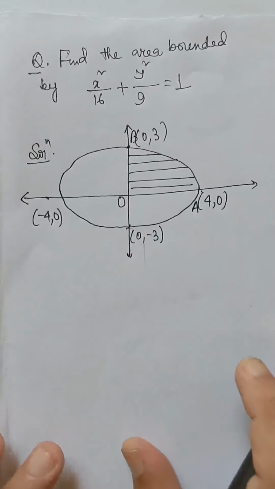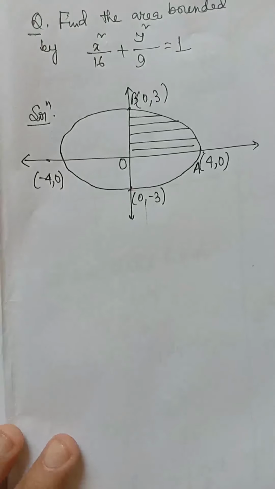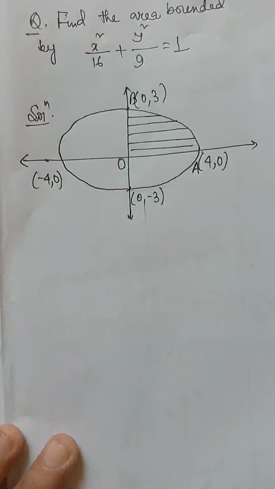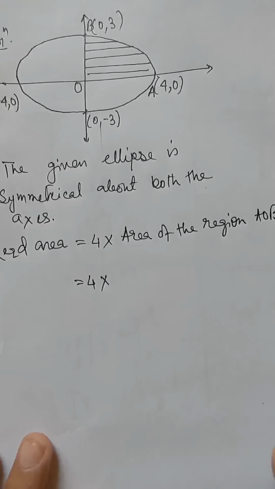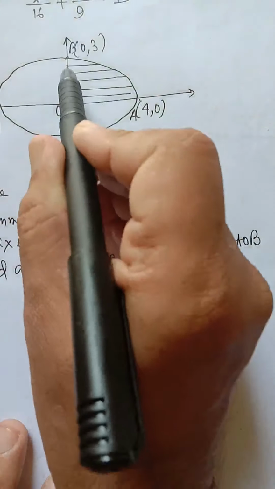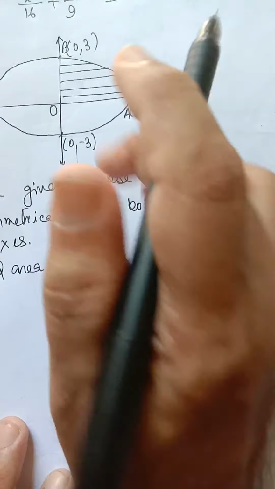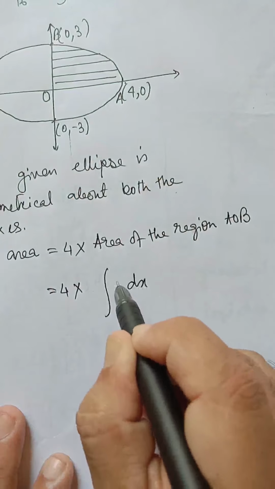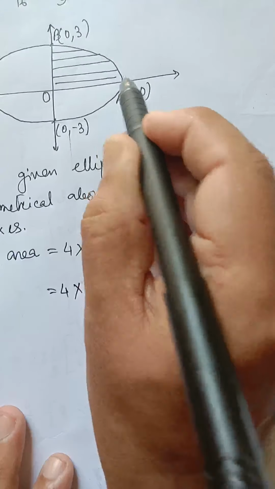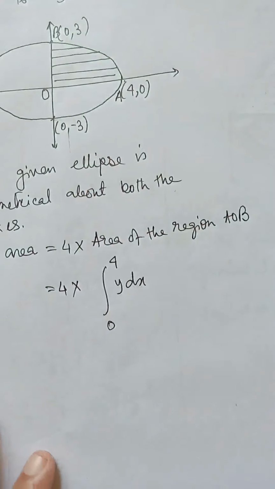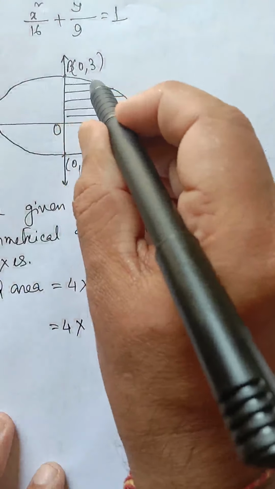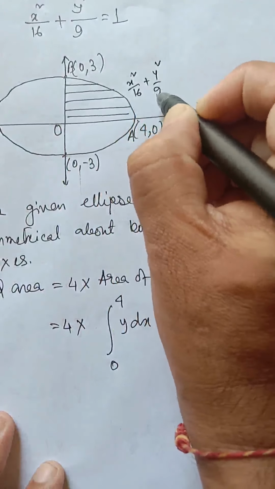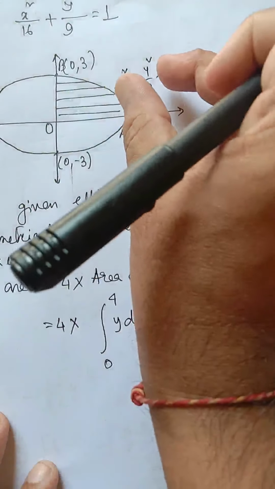So what do we have to write? The given ellipse is symmetrical about both the axes, meaning the x-axis and y-axis divide it into 4 equal parts. So required area equals 4 into the area of the region AOB. Now for this particular region, if we consider the x-axis as one of the boundaries, area will be y dx, from 0 to 4, and y you have to replace from the equation of the upper boundary, which is the given ellipse, x square by 16 plus y square by 9 equal to 1. So you have to find y from this equation.